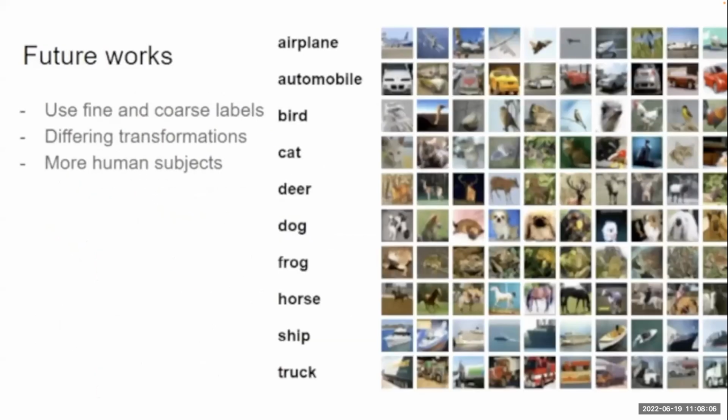We aim to expand our study by using a mix of coarse and fine labels. We would like to explore the usage of these transforms in increasing model robustness. We would further expand our study by including more human subjects.